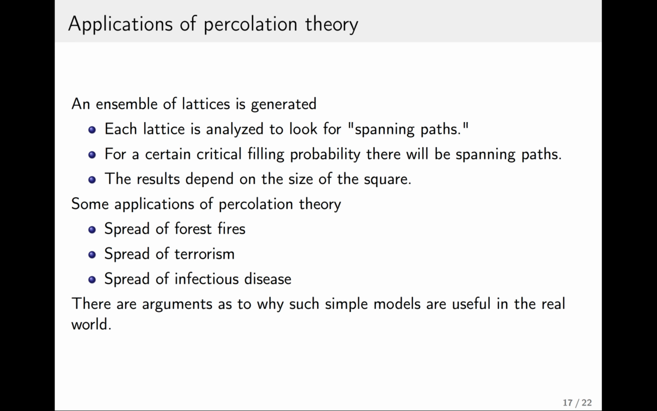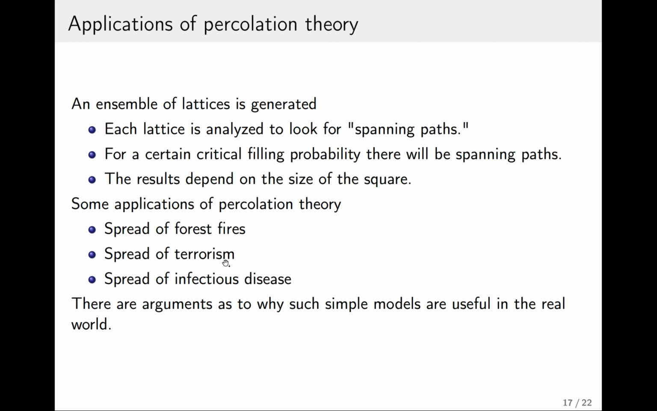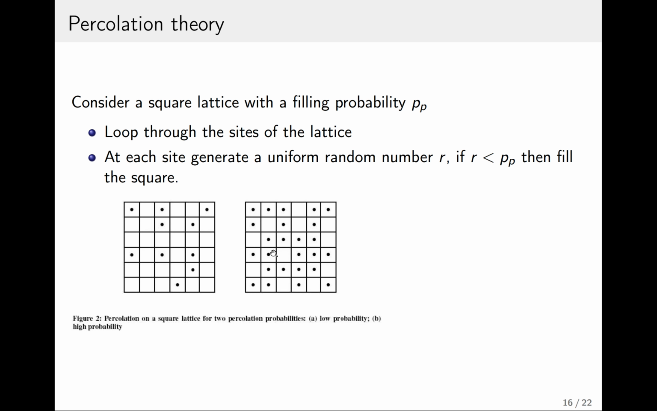What people are interested in is something called spanning paths. You have these random systems, and a spanning path is: can I start from this side of the lattice and hop from point to point? In this example, I can hop from here to here to here to here, up here, up here. So I can actually step from this side of the lattice to the other side. This is part of a simulation with a large probability.